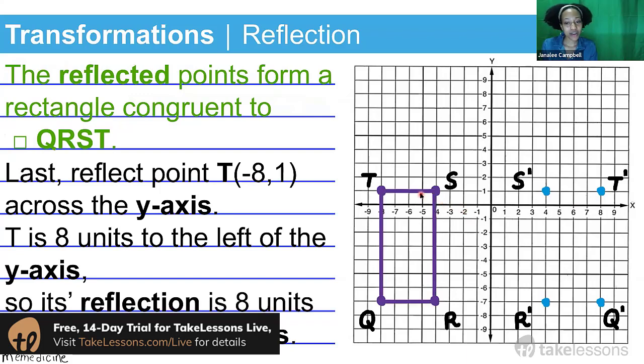All right. So our original rectangle was rectangle QRST. And we're going to see now that the reflected points form a rectangle congruent to rectangle QRST. And when I say congruent, I mean it has the same dimensions. All right, so our newly formed rectangle is rectangle Q prime, R prime, S prime, T prime. Okay.